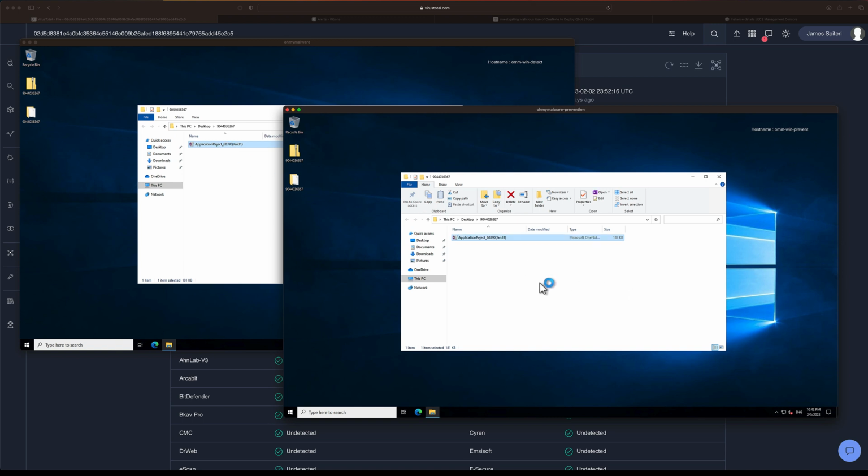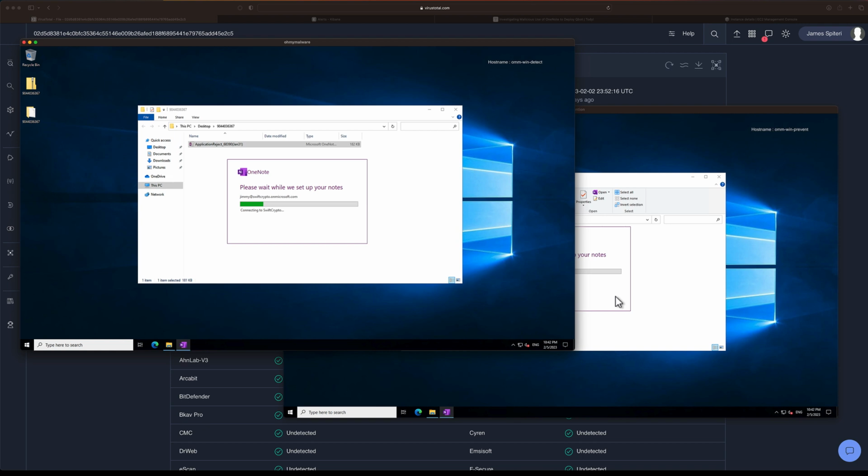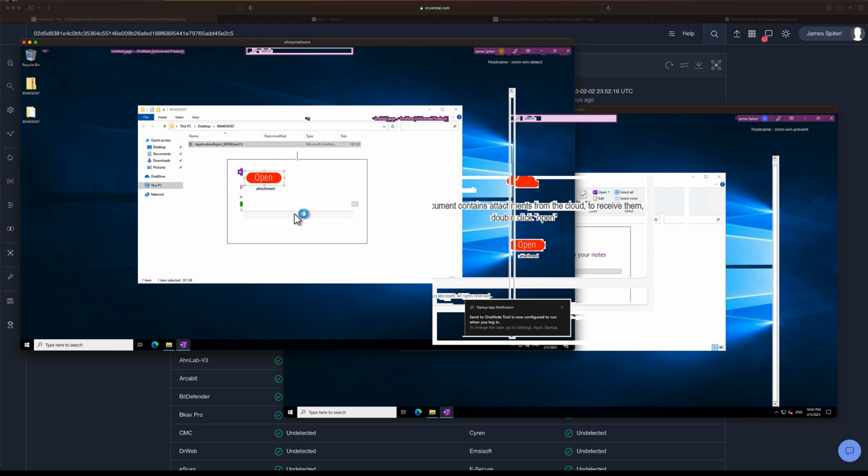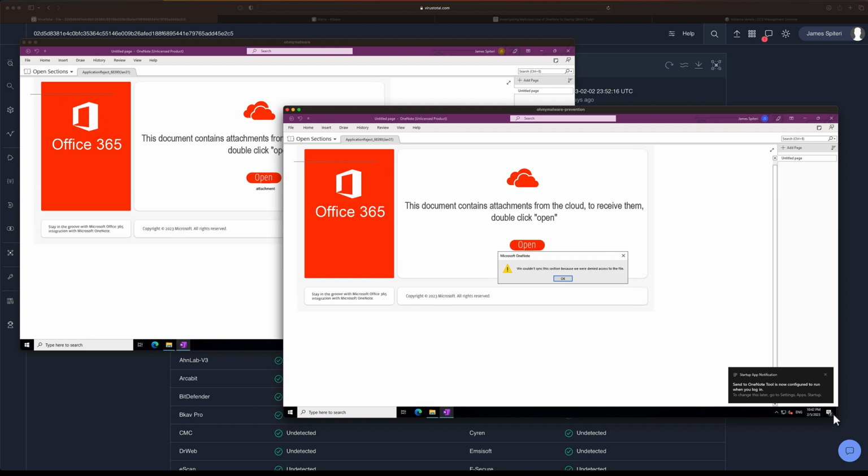So once this starts to run, I've actually never used OneNote before on these images, so that's why we're getting all the entry stuff. Okay, so let's hit the open button. And now the malware should be doing its thing. So on the prevention machine, it looks like it already couldn't run because we prevented something, which is good. Detection only machine, it is running.